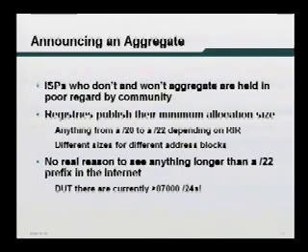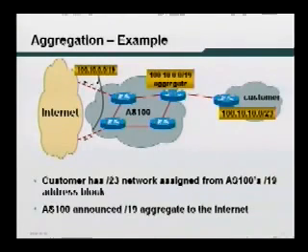So going on that, there's no real reason to see anything longer than a /22 prefix in the internet. But, well, surprise, surprise, there are 87,000 /24s. Okay? I was saying something about people thinking of class Cs, wasn't I? It's a bit more than a theory. See, here's an aggregation example.